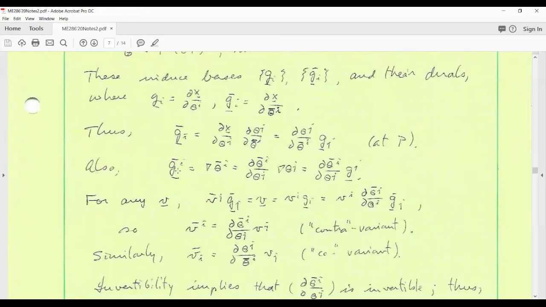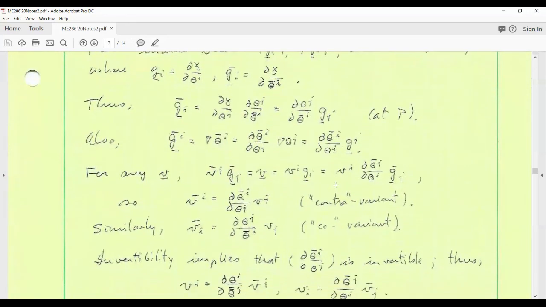Likewise, the dual basis elements in the barred system are just the gradient with respect to the same position x of the barred coordinates. Use the chain rule again, and I get this relationship in terms of the original dual basis elements. And these matrices here, these coefficient matrices, are inverses of each other. So given one set of natural basis elements, I can compute the natural basis associated with any other coordinate system, as well as the dual basis.